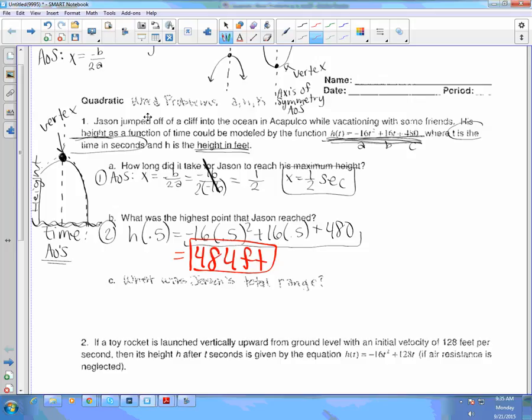But there's one more question. What is the range? Last time we talked about domain and range. Remember? Which one was the spread horizontally of the axis?